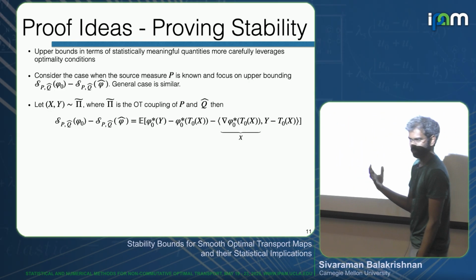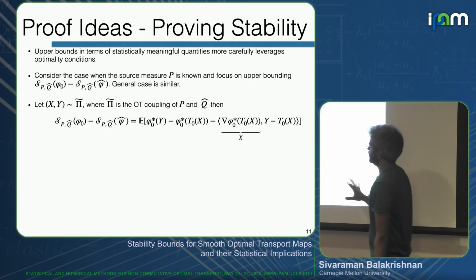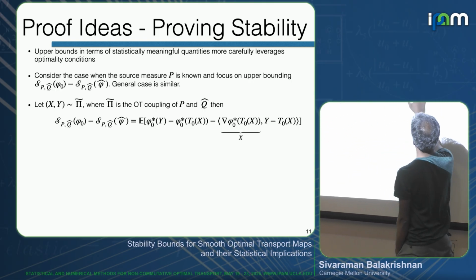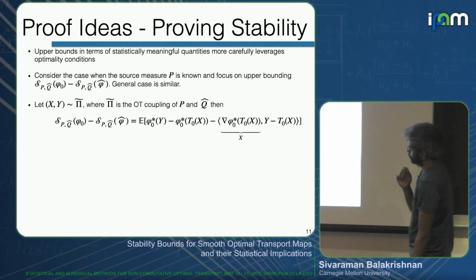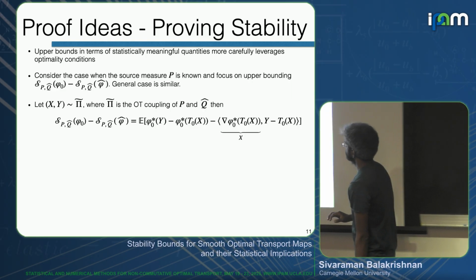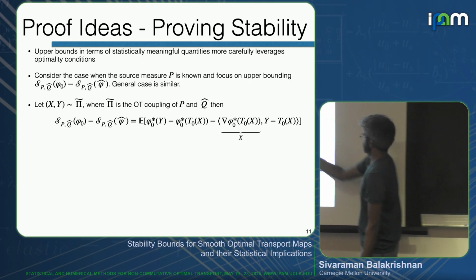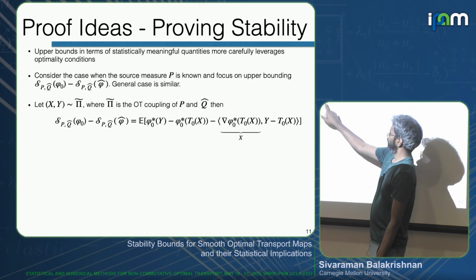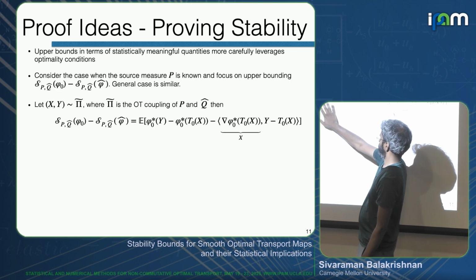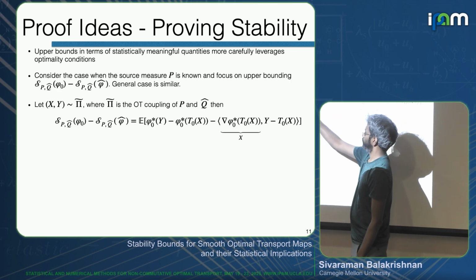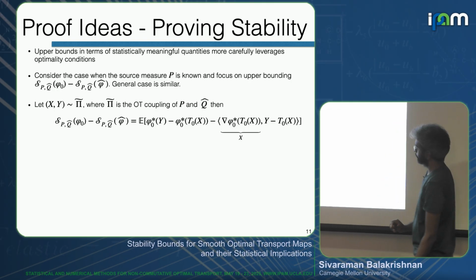Let's suppose I give you x and y. They're drawn from pi tilde. Pi tilde is going to be the OT coupling between P and Q hat. What I promised you was that this difference of semidual functionals can be written as a Bregman divergence. Here's the Bregman divergence written out. It's just the expectation of the Bregman divergence with phi 0 star between y and t0 of x.